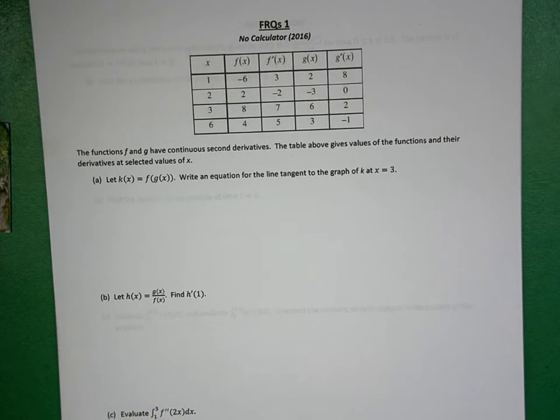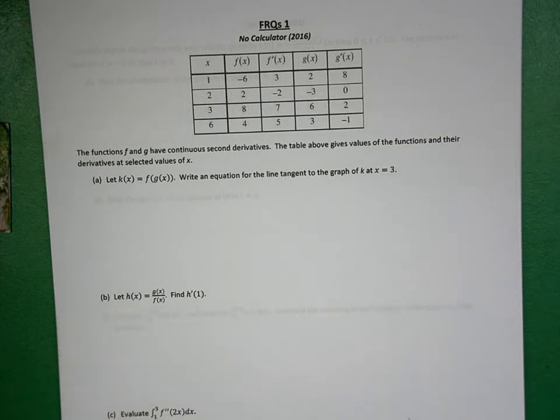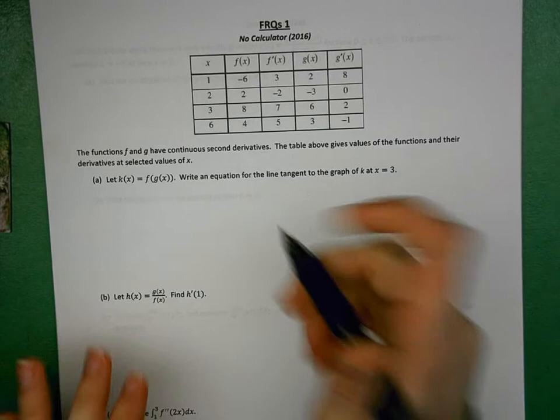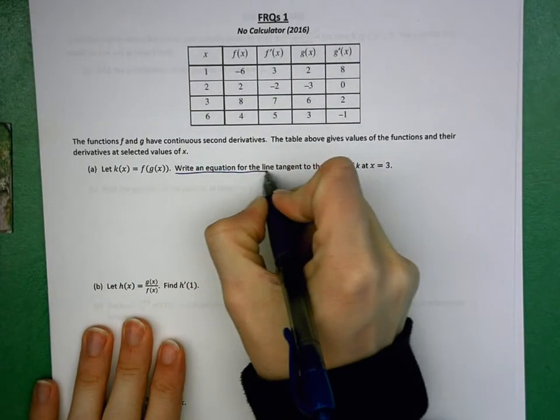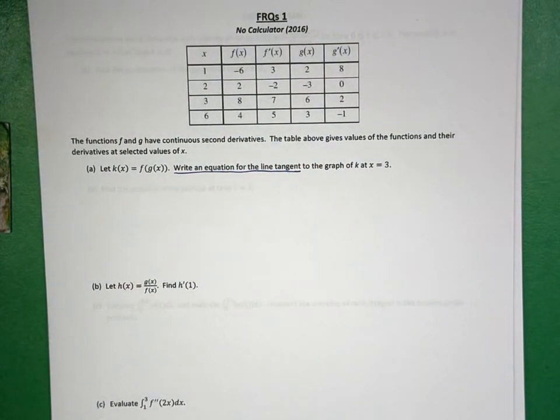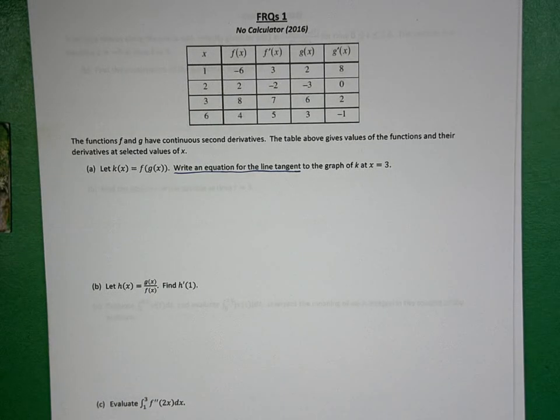Okay, but so this one came off non-calculator 2016. It said the functions f and g have continuous second derivatives. The tables above give values of the functions and their derivatives at selected values of x. Part A says, let k of x equal f of g of x. Write an equation for the line tangent to the graph of k at x equals 3. Writing an equation of the line tangent has actually been in our notes quite a few times at this point. It would have first been put into our notes in 2.1, and then again, I think the second time would have been 2.5, where we reviewed what it means to be a normal line or a perpendicular line.